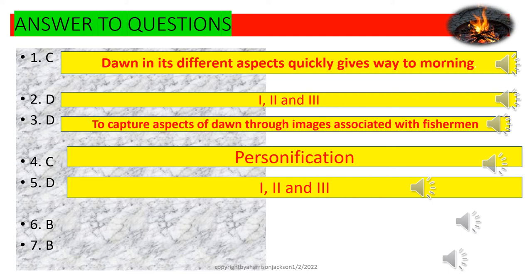Question five asks, which of the following literary devices are used in the extract? Is it one, personification, two, simile, three, metaphor? And so we saw personification, we saw metaphor, and we actually saw simile being used. And so all three devices were used, hence the answer is D. And so when you listen to the extract being read, note the devices, right? Jot down the devices that you hear, because chances are you'll get a question like this one, okay?